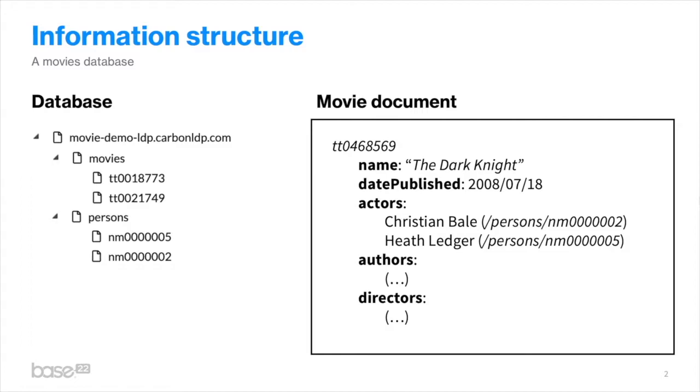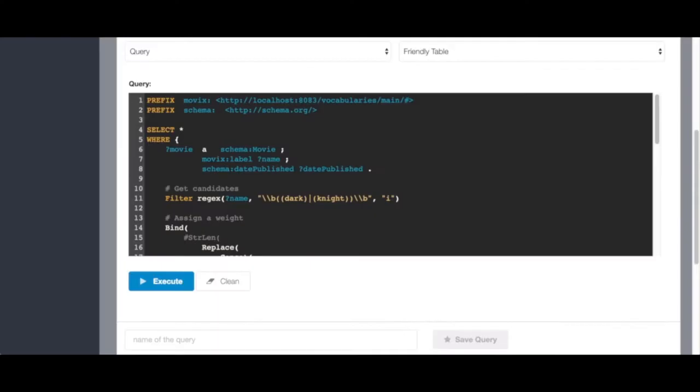We can see the structure of this database on the left. We have a container of movies that has documents of type movie and a container of persons with documents of type person. A movie document has the following properties: name of type string, date published of type date, and actors, authors, and director, which these last three are arrays of relationships to documents of type person.